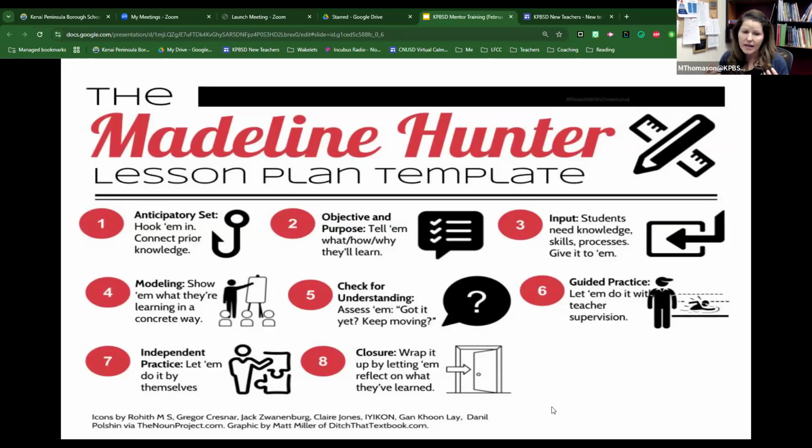However, it describes it in more detail, with the anticipatory set happening first, then the learning objective, then the input. Then on to modeling, checks for understanding, guided practice, independent practice, and closure. So it's just a more descriptive way to design a lesson.